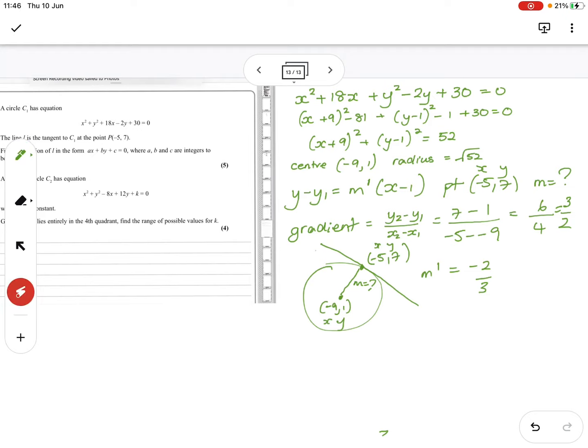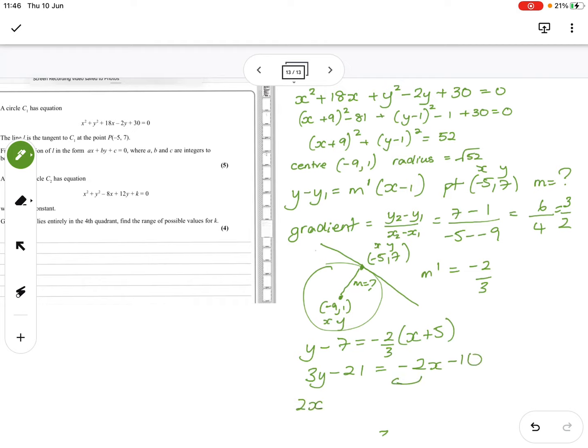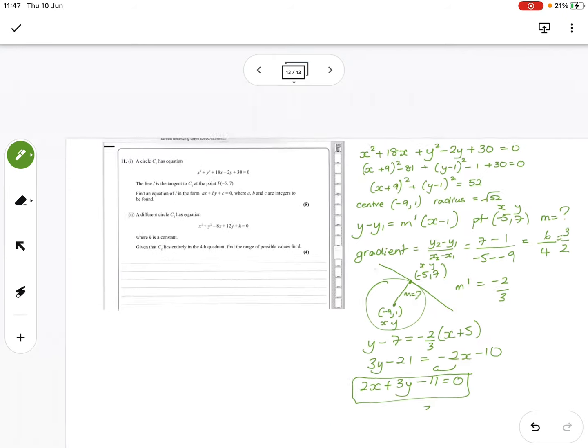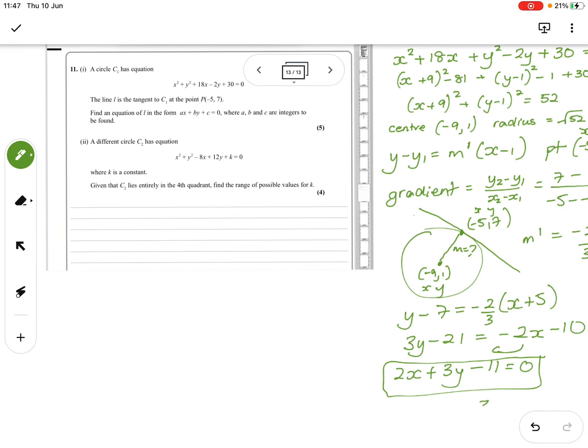So I'll then sub that into the original equation I've got here. I've got y − 7 = −2/3 (x + 5), so it becomes a plus. They don't want it in that format, so I'm going to times by 3, so I've got 3y − 21 = −2x − 10. So I'm going to bring that over this way, so I've got 2x + 3y − 21 + 10 = 0, which is 2x + 3y − 11 = 0. So that's my equation finished. Okay, so that is the first part.